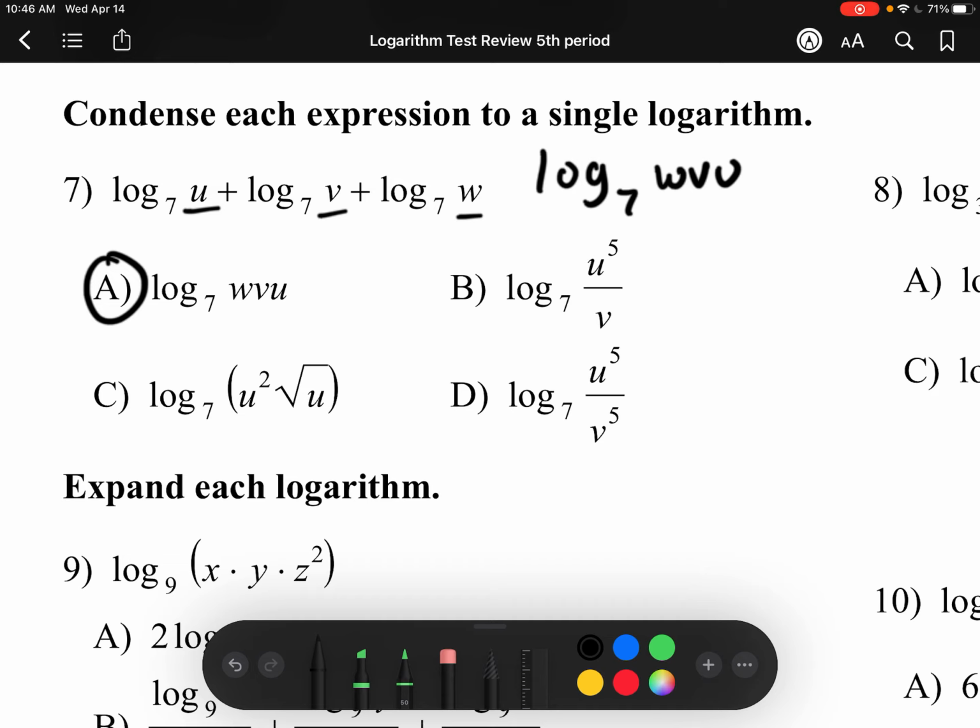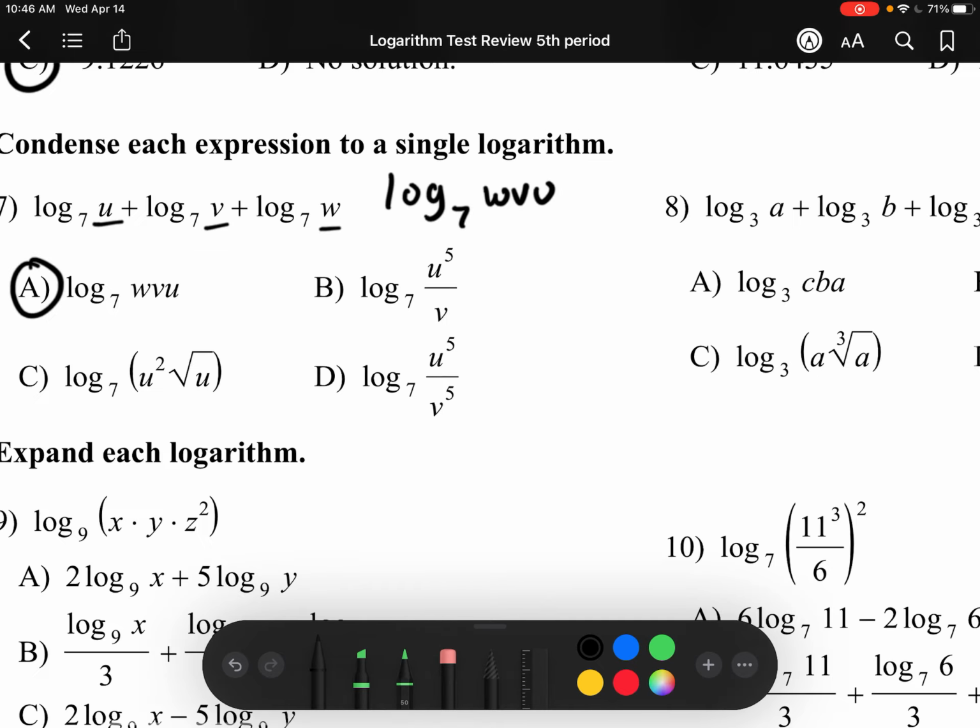Here on the test review, I did really simple examples, but just make sure to understand the properties of logarithms, because on the test, I'm looking at it right now, with condensing, the first one is just like this, right? So the first one's going to be easy, but then the second one, you're going to have to use the quotient property and the power property, or the exponent property of logarithms. So make sure that you understand how to use those.